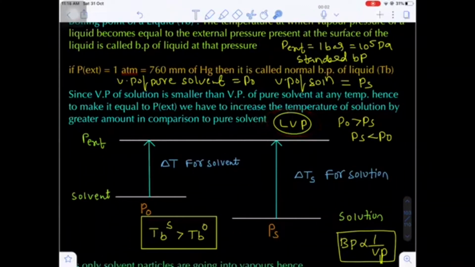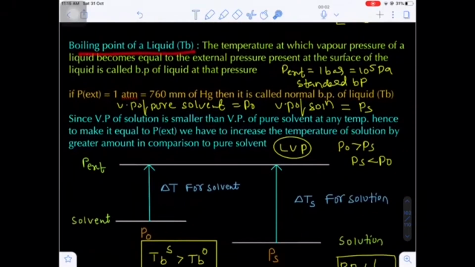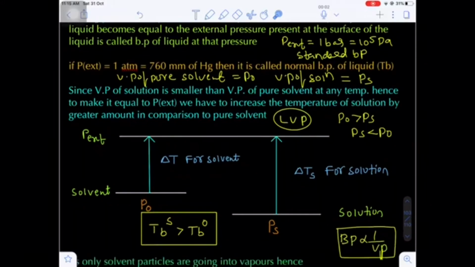Now, by the definition of boiling point, it is the temperature at which the vapor pressure of a liquid equals the surrounding pressure. When the vapor pressure of a liquid decreases, we have to increase the temperature in order to make the vapor pressure equal to the surrounding pressure. That means the temperature must be increased. So the boiling point of a solution will be greater than the boiling point of the solvent, because the vapor pressure of the solution decreases. That's why the boiling point of a solution increases.